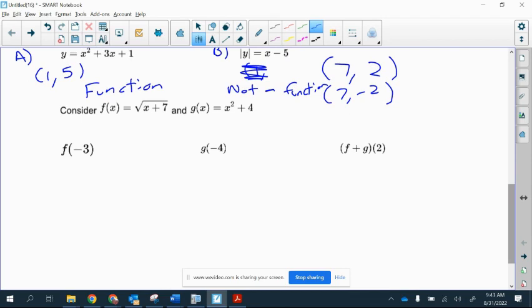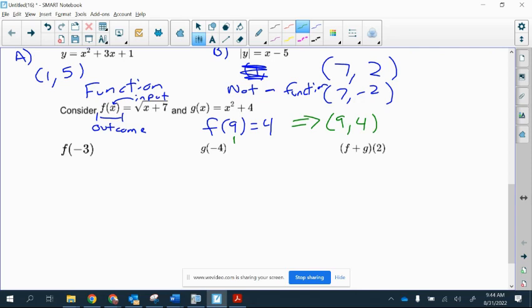When I look here, this is function notation. f of x is the outcome of the function, where x is the input. So if you were to see that f of 9 is equal to 4, that would imply that on a graph, you have an input of 9 and an outcome of 4. Because when you substitute in 9, out comes 4. The whole thing is valued at 4.